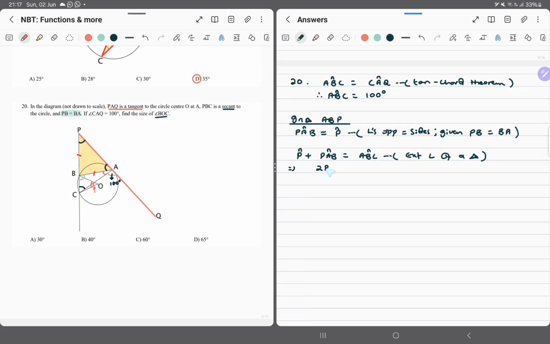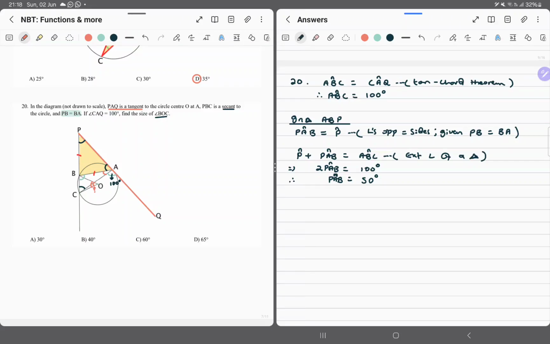Now we are interested in this angle PAB. So if these two are equal, it means 2 times that is going to be this one. So ABC we found out above is 100. Therefore it means PAB is going to be 100 divided by 2. That gives us 50 degrees. Okay, all right.